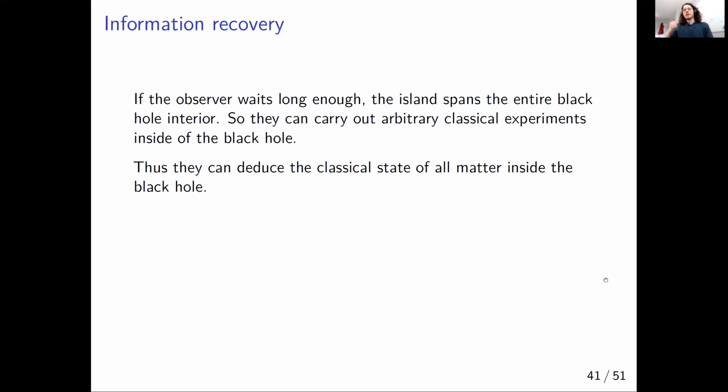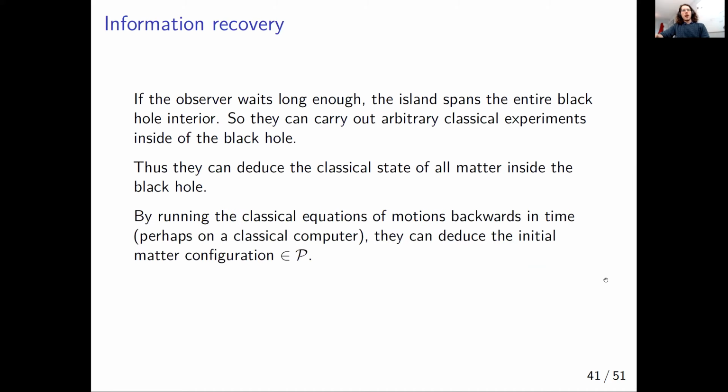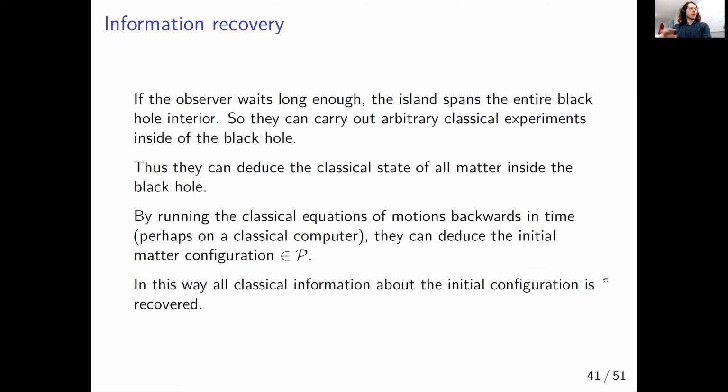They can then take the data from those experiments and use it to determine the classical state of the matter in the black hole. And then they can run the Einstein equations backwards, maybe by simulating them on a classical computer. And this would allow them to deduce the initial matter configuration. So in this way, all of the classical information is recovered.